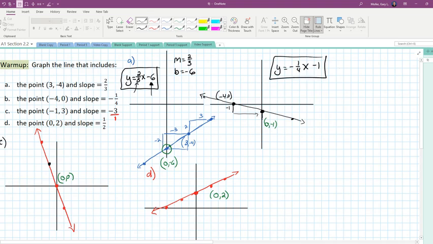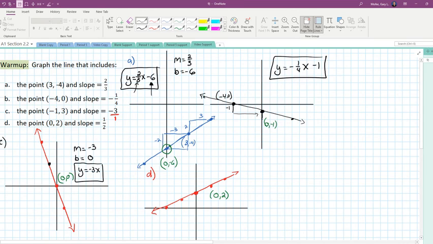On part C, my slope is -3. My y-intercept is 0. So this is y equals -3x plus 0. We don't need to write the plus 0 because that means nothing.